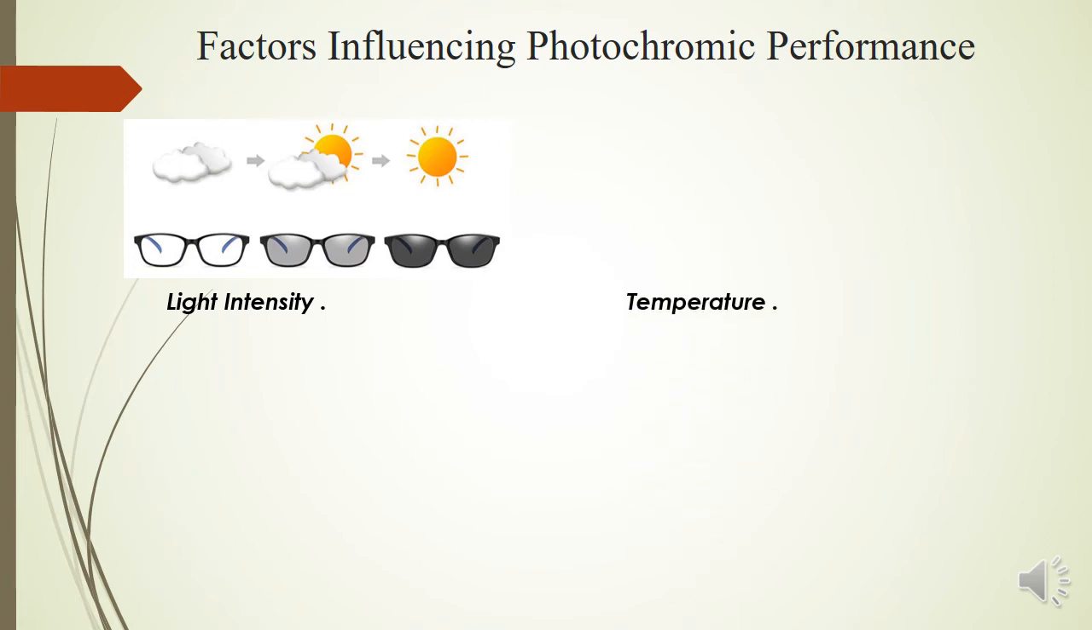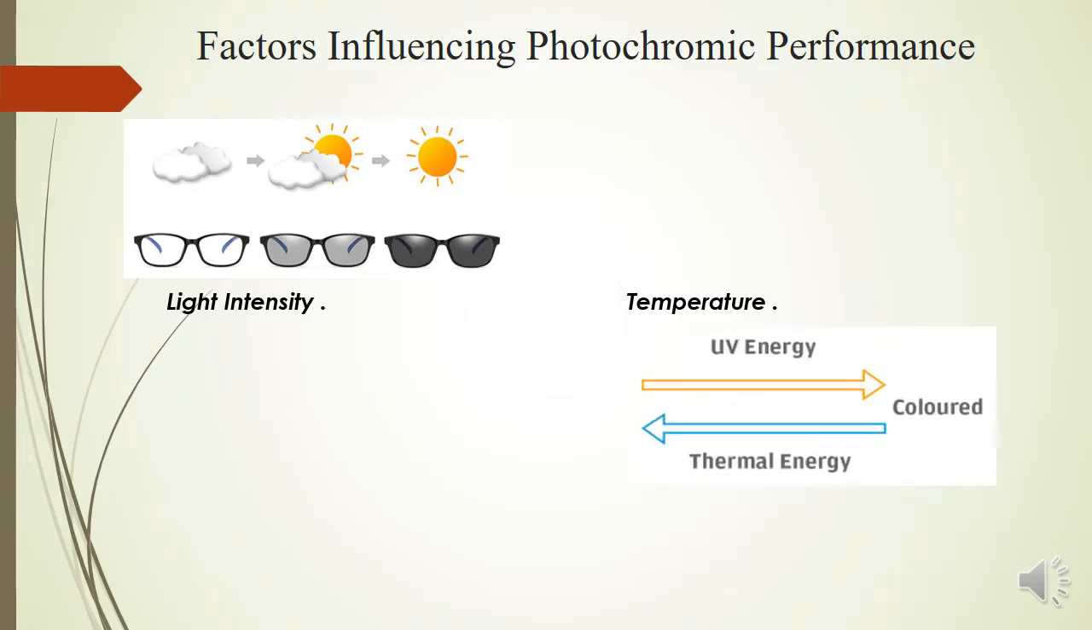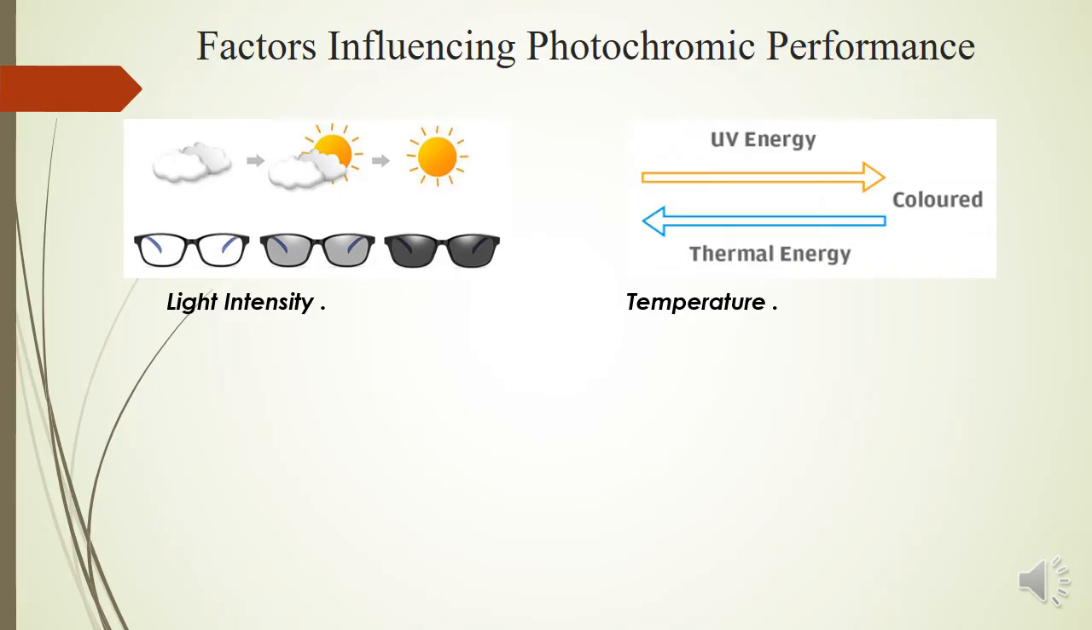The second factor which generally affects photochromic performance is the temperature. Now there is a misconception, or rather not proper knowledge, that photochromic lenses do not work in hot climates, the understanding being that only heat can change it. The main principle behind the photochromic effect is the exposure to UV energy. It is not about the temperature. So whenever there is more UV energy, it will convert the lens into a more darkened state.